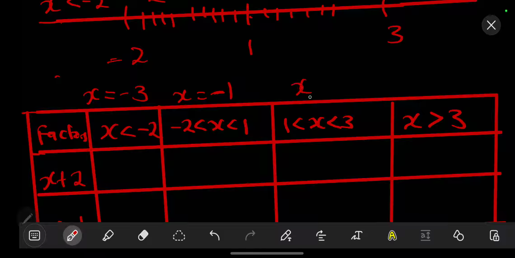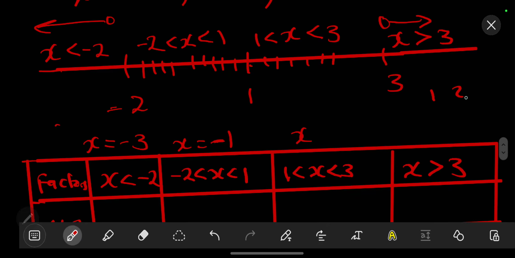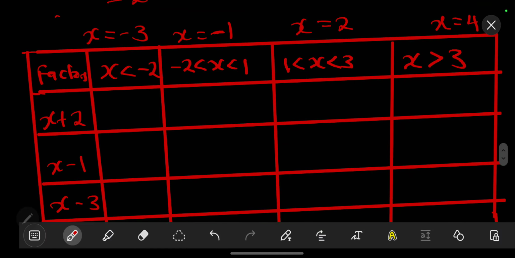Then from the interval from 1 to 3, it means we have a 1, we have a 2, and a 3, though we are not reaching those values. So we can use a 2 there. So here x is equal to 2. Then finally, if x is greater than 3, it means x could be equal to 4. Then all we have to do is start replacing.